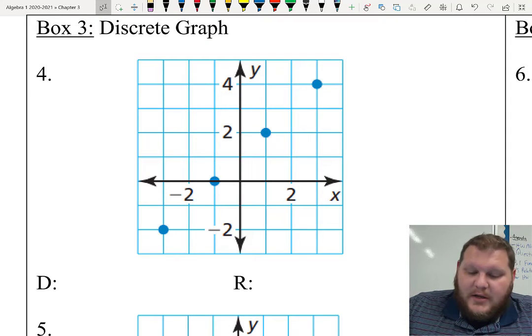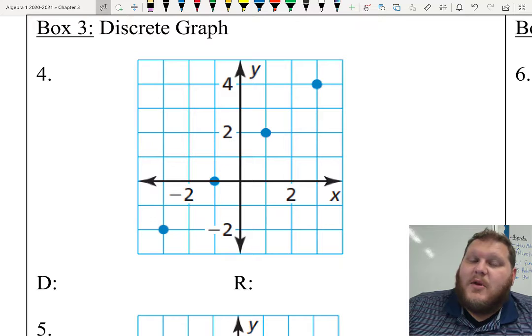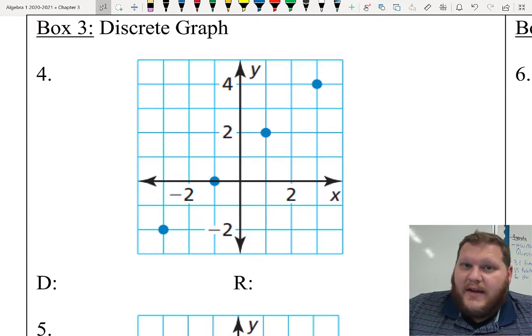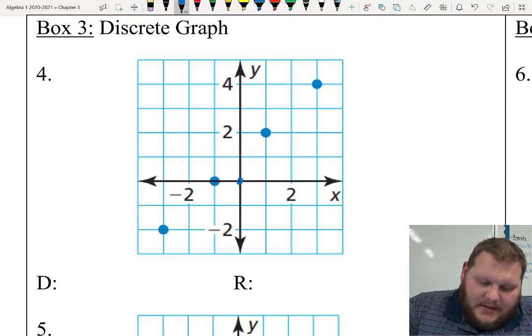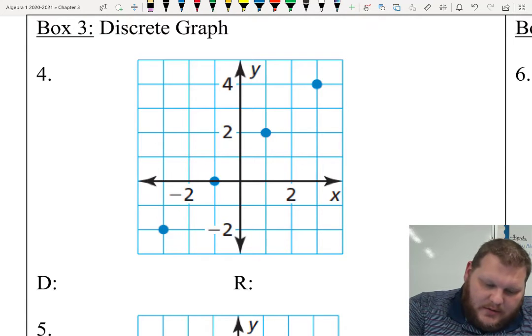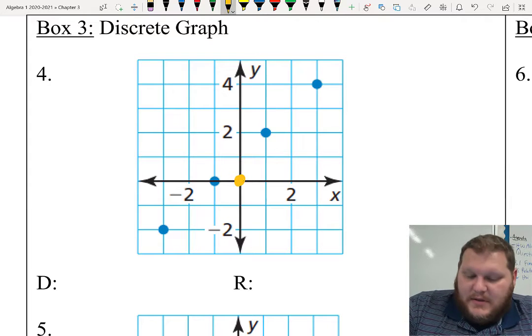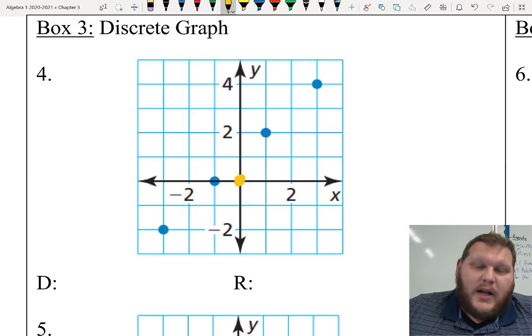But for my domain and range, for a discrete function, I'm still just going to be making a list of the x and y values for those points. So if you need to, you can take the time to list out what your coordinates are and write them on your graph. Remember, this point right here is 0, 0. I'll draw it in here in this yellow. That is 0, 0.